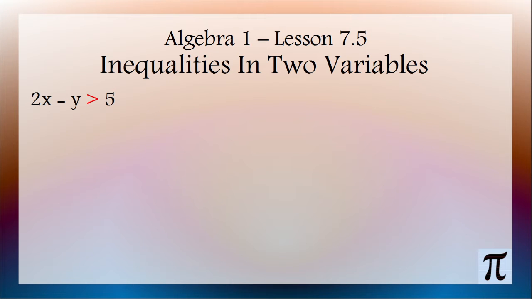What if we had an inequality like this? 2x minus y is greater than 5. We can ask a similar question. Is (5, -3) a solution to this system?